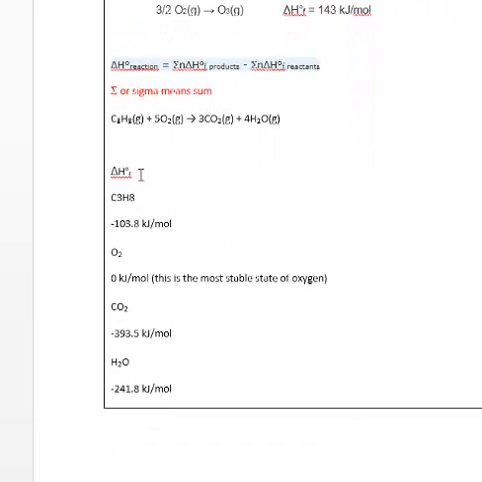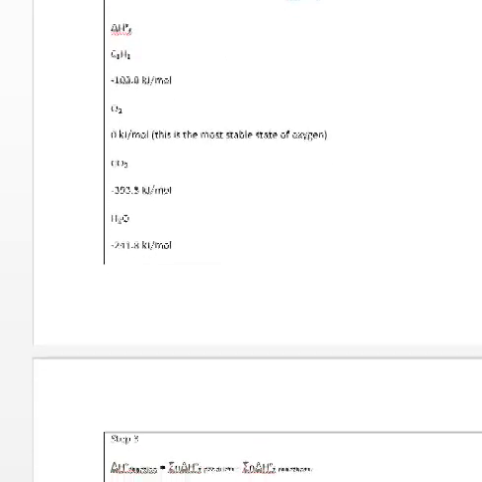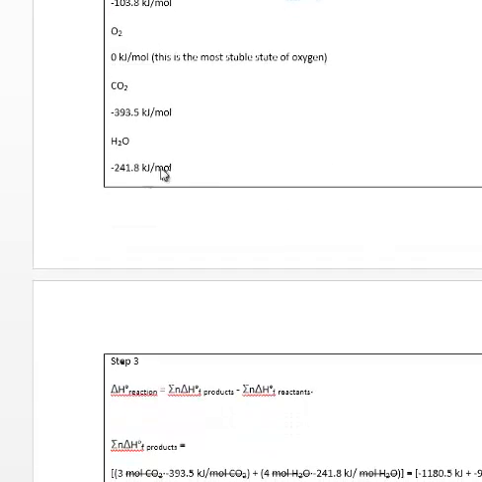Delta H of formation under standard conditions, C3H8. Not sure why these are not subscript. Okay, these little numbers need to be subscript. C3H8, negative 103.8 kilojoules per mole. O2, 0 kilojoules per mole, this is the most stable state of oxygen. CO2, negative 393.5 kilojoules per mole.